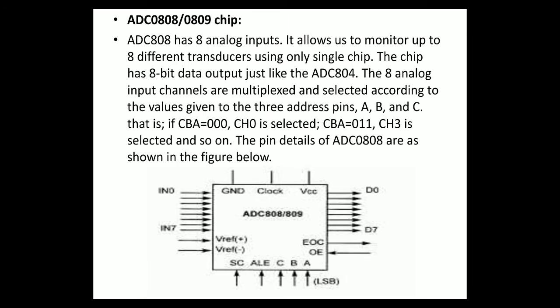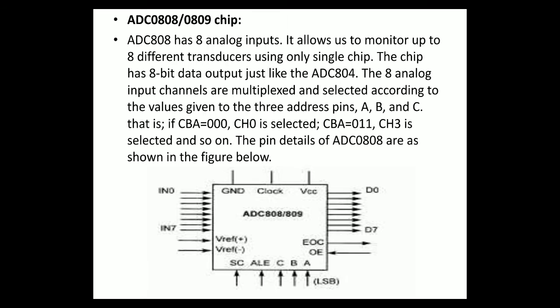Fine. Next, this ADC 0808 has 8 analog inputs named IN0 to IN7, as indicated in the diagram. So 8 analog inputs are available. You can send 8 analog signals to these pins. It allows us to monitor up to 8 different transducers using only a single chip. That is the advantage of this particular chip.